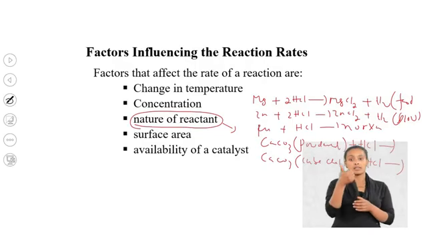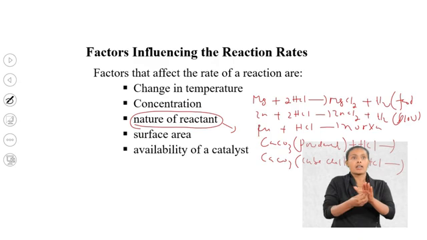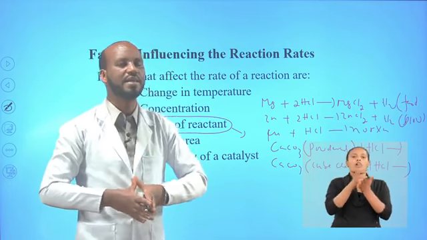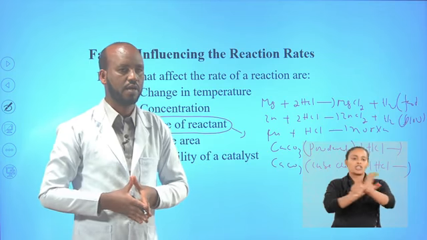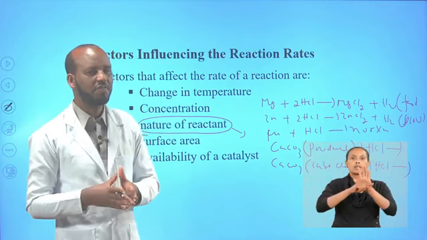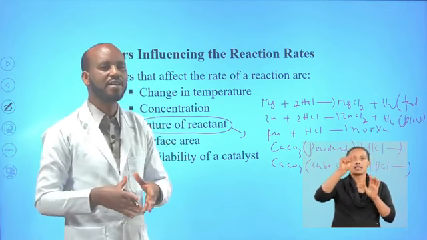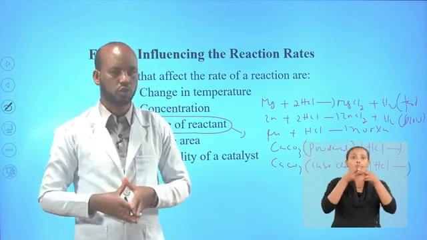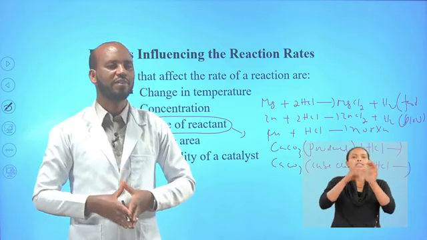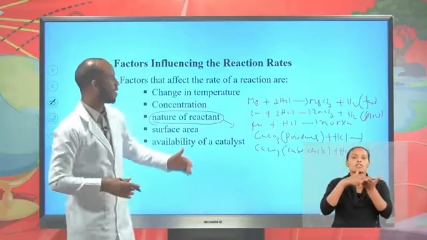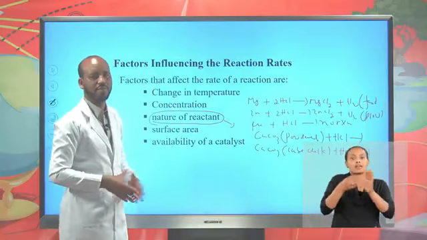The other factor which affects rate of the reaction is availability of a catalyst. A catalyst increases rate of the reaction by lowering activation energy of the reaction. Catalysts are of two types, positive catalyst and negative catalyst. Positive catalyst increases rate of the reaction by lowering activation energy. Negative catalysts are known as inhibitors, which decrease rate of the reaction by increasing activation energy of the reaction. These are factors which affect rate of the reaction.